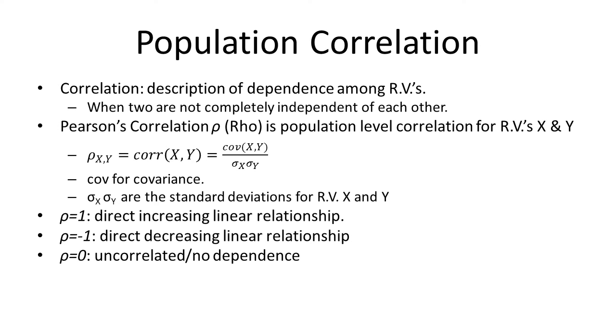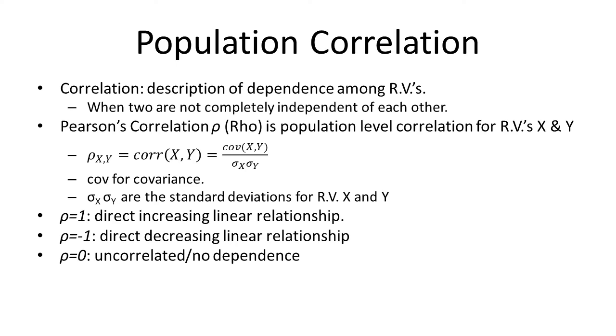So from the covariance of the population, you can also get the population correlation. So correlation is basically the description of dependence among random variables. And dependence here basically means when two random variables are not completely independent of each other. If they're completely independent of each other, they don't affect each other in any way. There's no pattern to how they behave when both of them are together, or correlation is equal to 0.